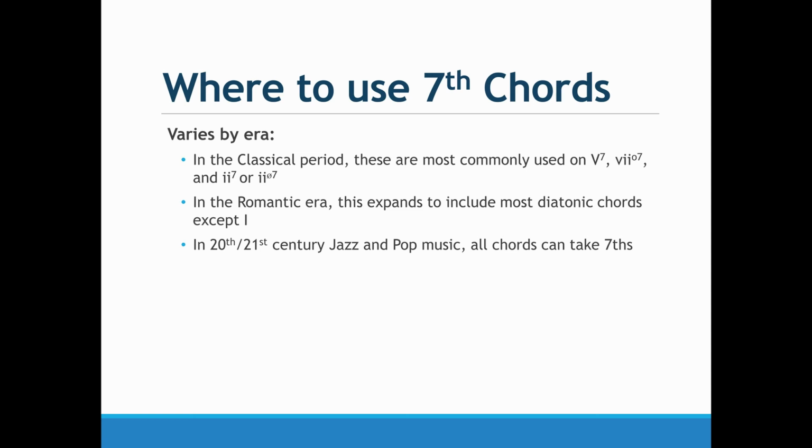In the Romantic era, the use of 7th chords expanded to include most diatonic chords except for the tonic chord. The 7th note itself was no longer considered to be quite so dissonant. Furthermore, in 20th and 21st century jazz and pop music, all chords can actually take 7ths. These notes are no longer considered dissonances in the traditional way that we hear them. They're considered something that we can always hear as part of the foundation of the chord. So we don't really have limitations in that regard.